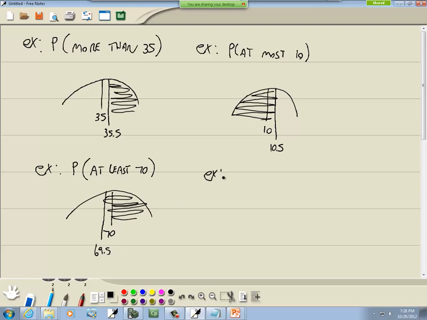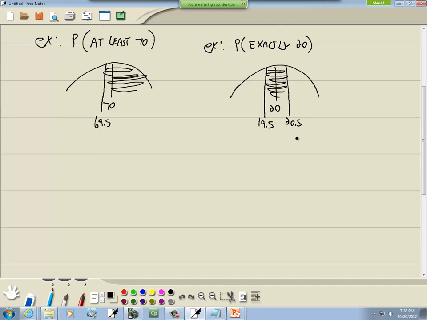Now the one that's kind of an oddball is the exactly case. So let's talk about it. Exactly 20. Now here's 20. Obviously, my wording includes 20, so my shading has to include 20. So here we have to subtract 0.5, and we have to add 0.5. Again, if our wording includes 20, our shading has to include 20.